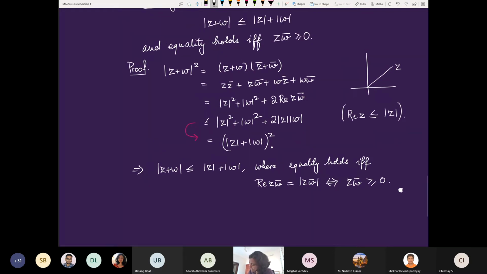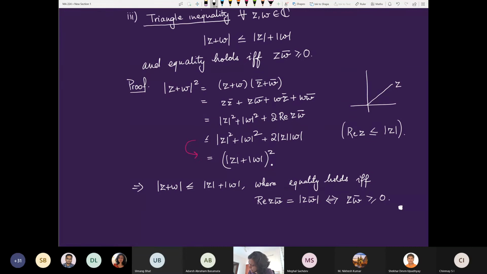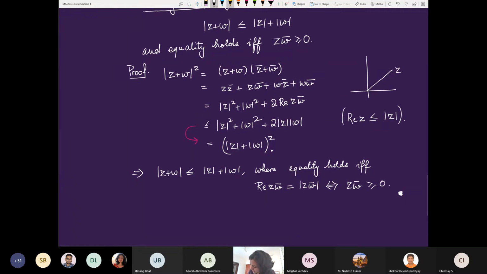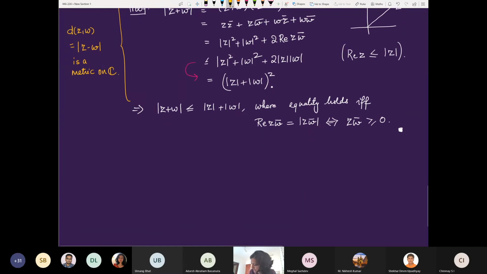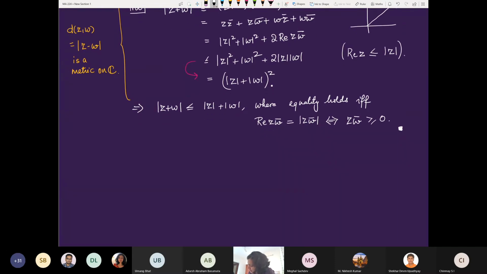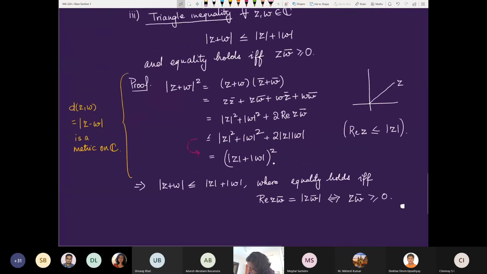Okay, and now this tells you something that we will talk a little bit more about next time: if I define my distance function as absolute z minus w, this is a metric on C. And of course, we've already had a long discussion that this is exactly the metric that we do consider on R2. So that's somehow comforting at this stage.